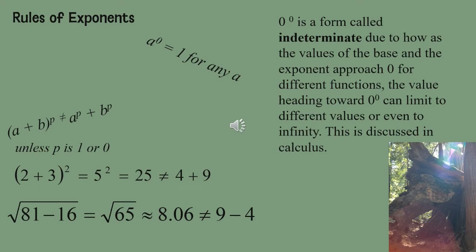If I take a square root, that is a power. And if I take the square root of a sum or a difference, it is not going to be equal to the individual square roots being added or subtracted. Example: 81 minus 16 is under that square root. 81 minus 16 is equal to 65. The square root of 65 is a little bit bigger than 8, and it is not equal to 9 minus 4. 9 minus 4 would be 5, not something a little bit bigger than 8.